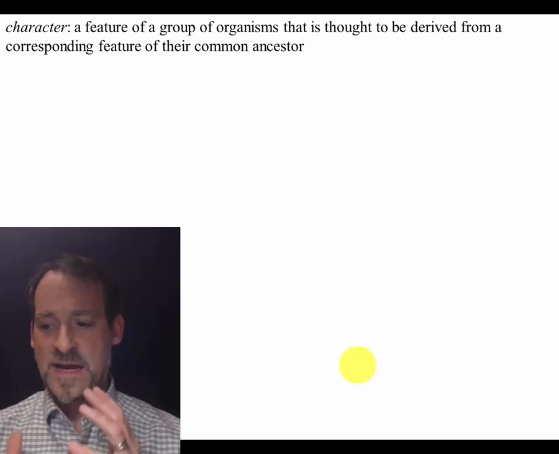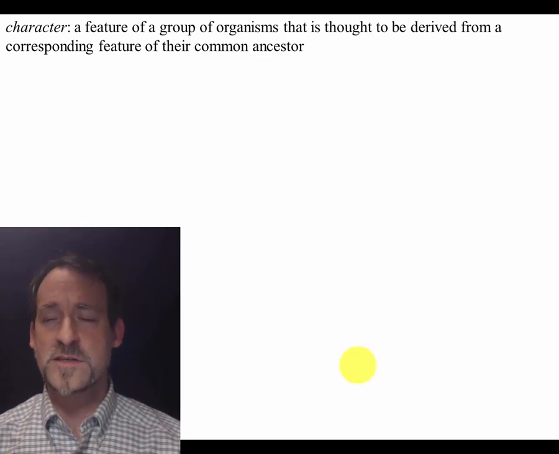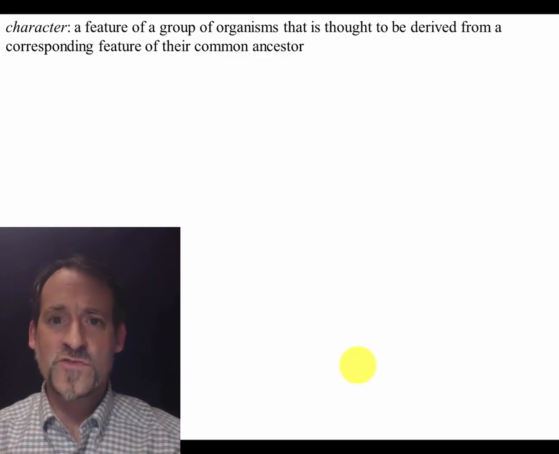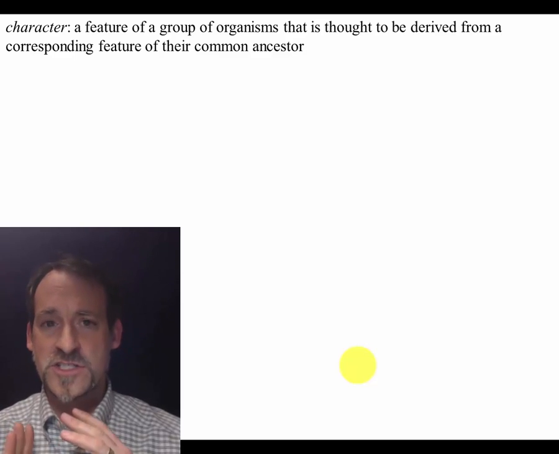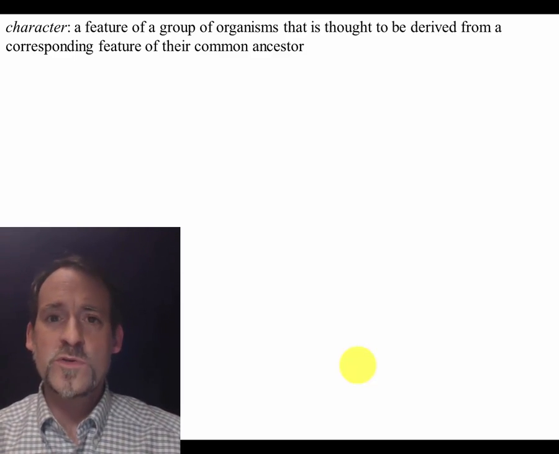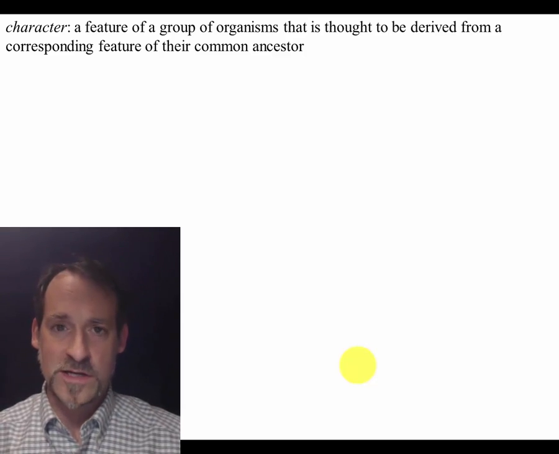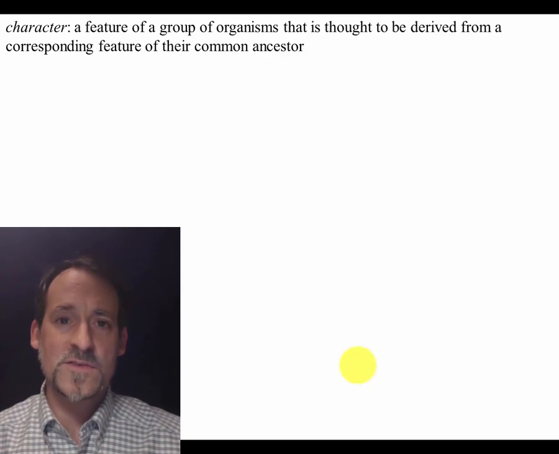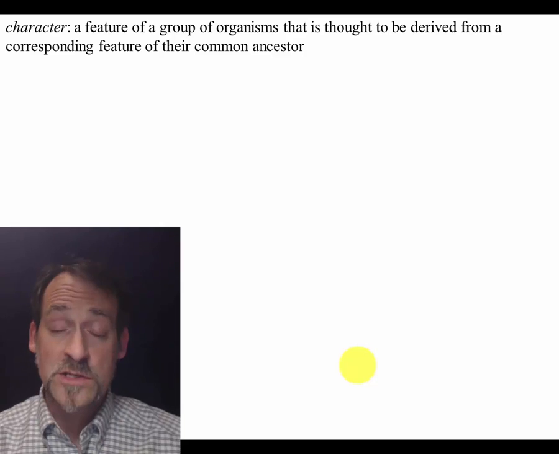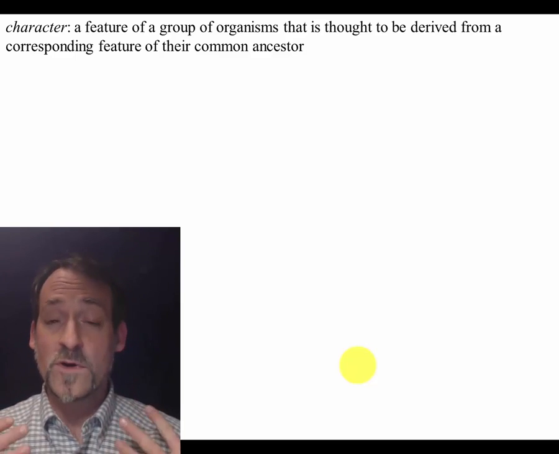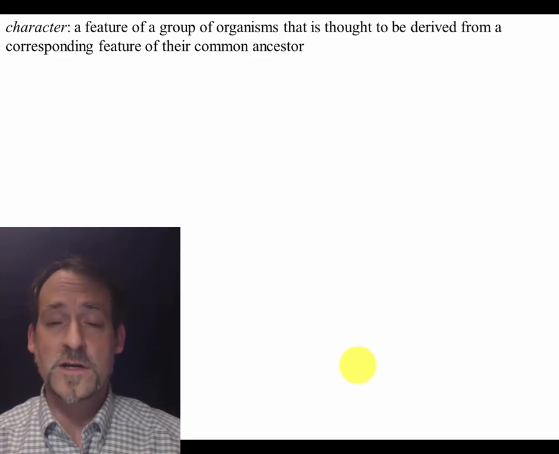When you are looking at the evolution of traits or the evolution of organisms on a phylogeny, what you really have to do is focus on specific things that are changing. And particularly when you are reconstructing a phylogeny based on the information that you can get from present-day organisms, what you have to do is first define what characters you are looking at. A character is any feature of a group of organisms that is thought to be derived from, or evolved from, a corresponding feature of their common ancestor.